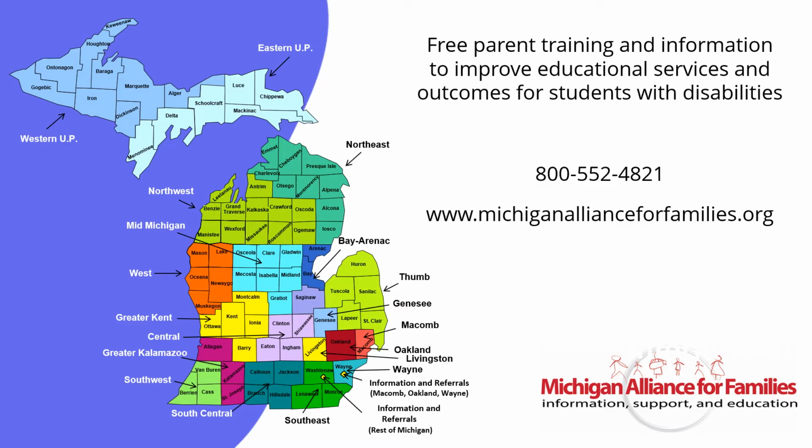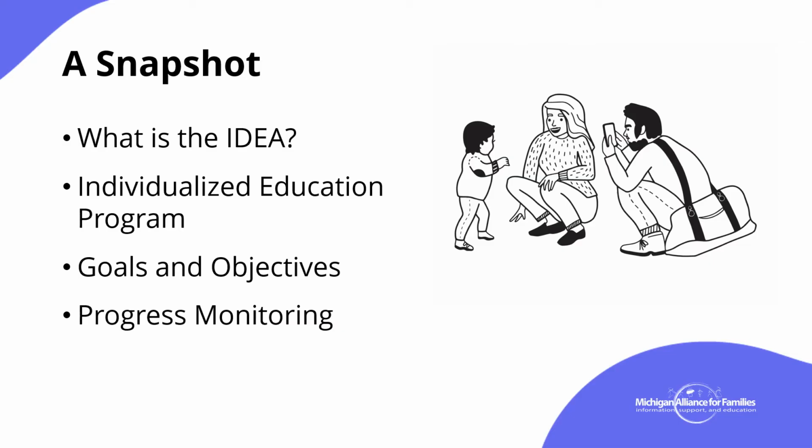A quick snapshot of the topics we're going to cover today. We want to start with that big picture of where this is coming from, which is IDEA, that federal law. And that federal law says individualized education programs are what the tool is to offer a free and appropriate public education. So we're going to talk a little bit about the IEP in general, and then we're going to dive into today's topic, which is goals and objectives, and then how to monitor progress and what that looks like, how you can be involved in that, what questions to ask your team. Let's go ahead and get started.